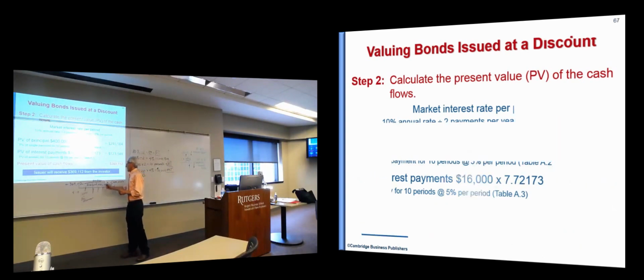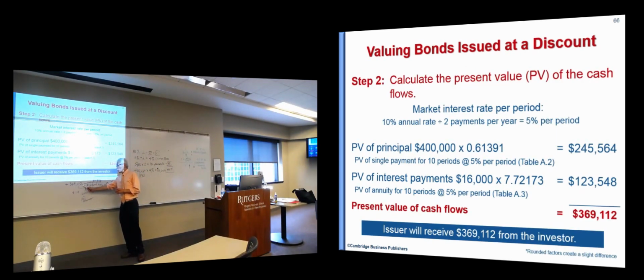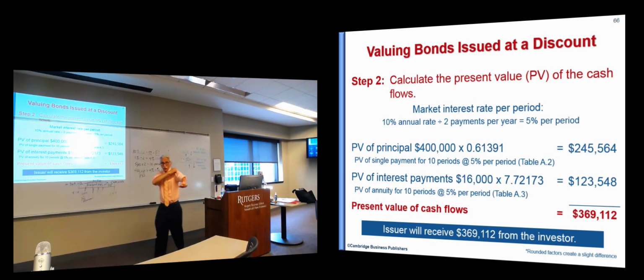Okay, now that means that you borrow 369,112, and you've got to pay back 400,000. So your cost of borrowing increased. Try it again if you didn't get it. Make sure you can get that number. Just want to be sure everyone's got the calculator set right, because sometimes if you don't get it, it's the settings.